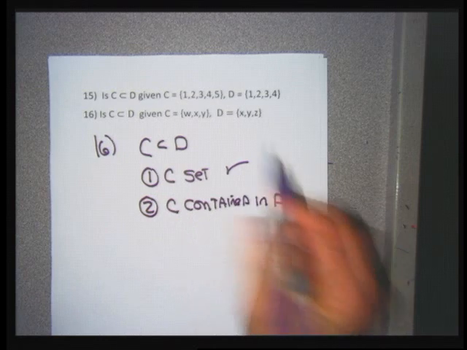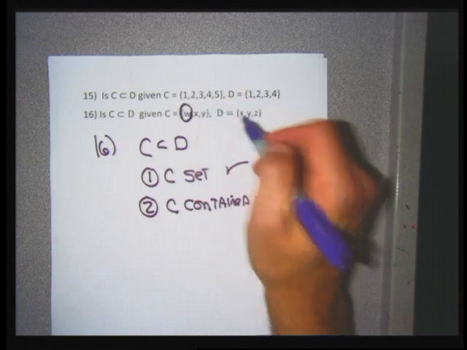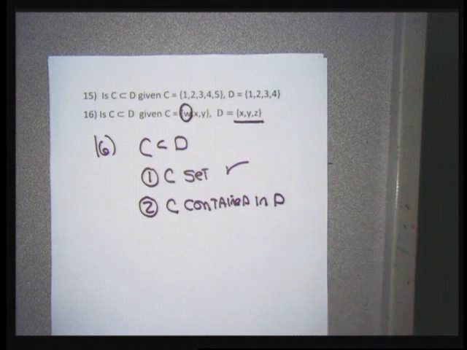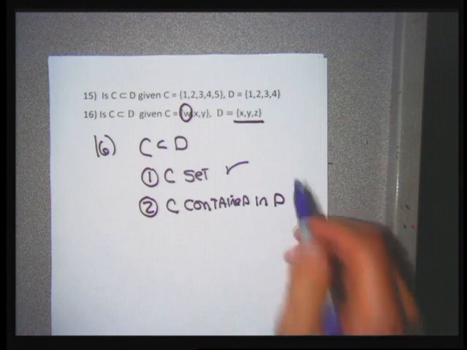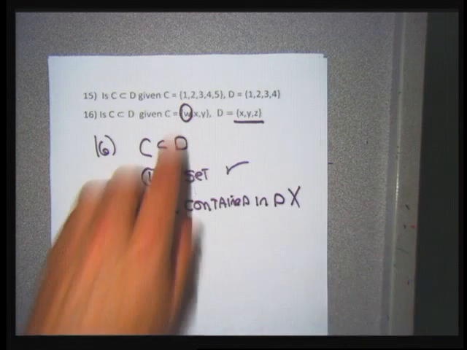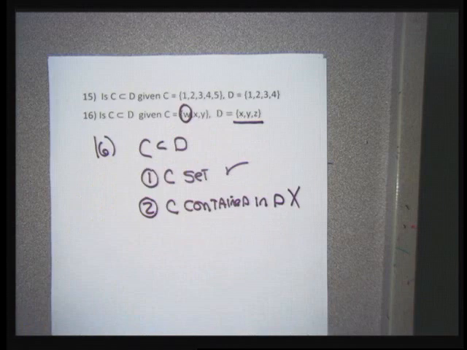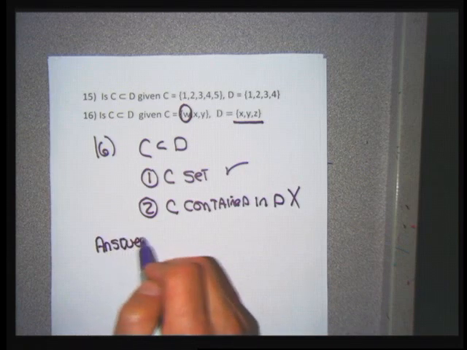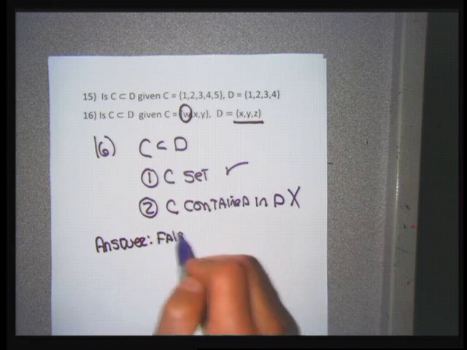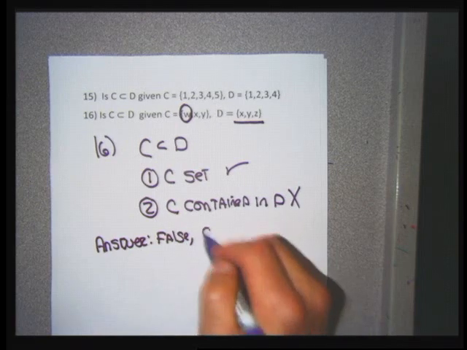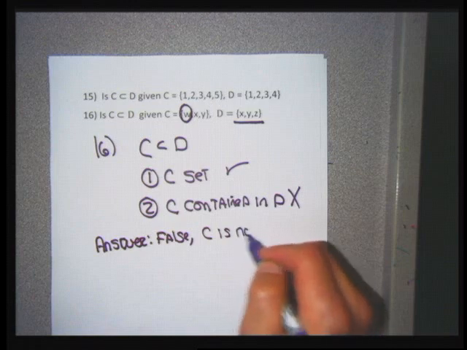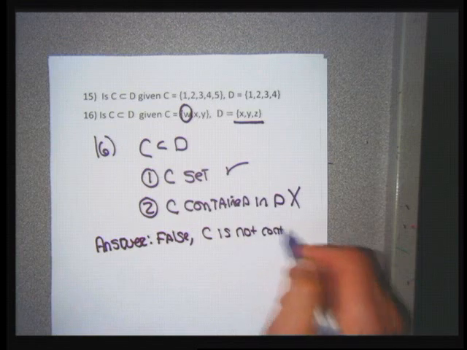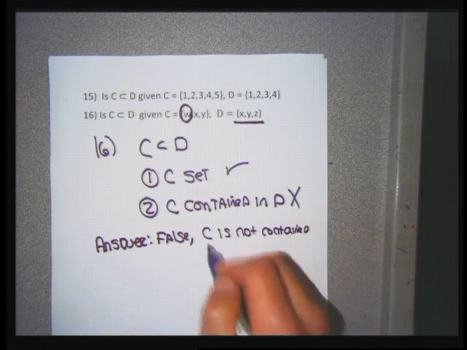in D. First element of C is W. I scan through D, I don't see a W in D. So C is not contained in D because there's an element in C that's not in D. Once I get a violation, I can stop and say this isn't true. My answer to 16 is going to be this is a false statement. And I'll say the reason it's false, C is not contained in D.